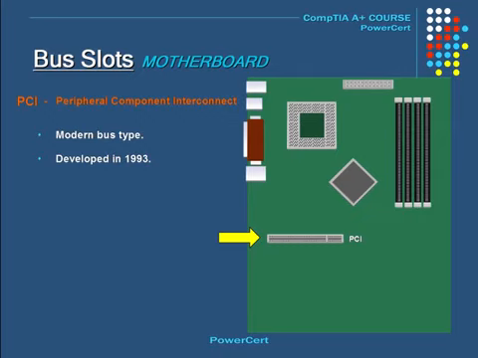PCI slots are much faster compared to ISA slots, with a data path of 32 or 64 bits, with speeds ranging from 133 to 533 megabytes per second. They are also about half the physical size and length of the ISA slot.